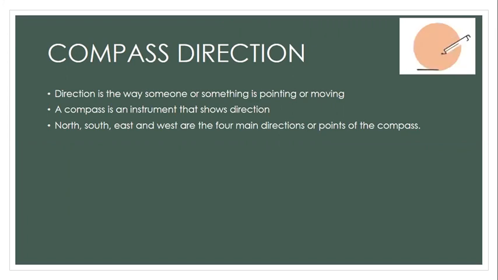A compass, on the other hand, is an instrument that shows us the direction. North, south, east, and west are the 4 main directions or points of the compass. These are the most important points you need to learn about compass direction. Before we can go into more depth about this, just understand the basics.